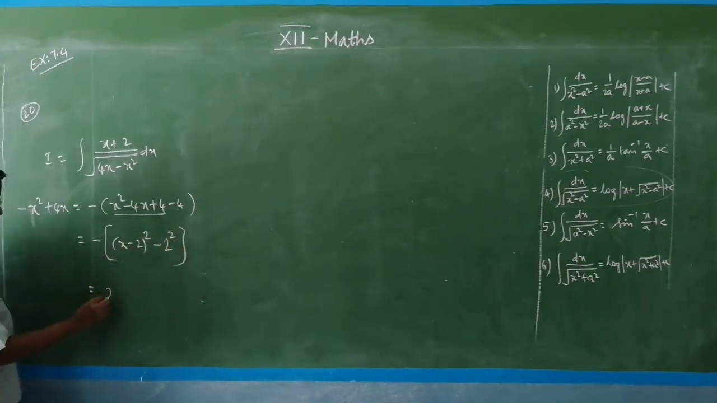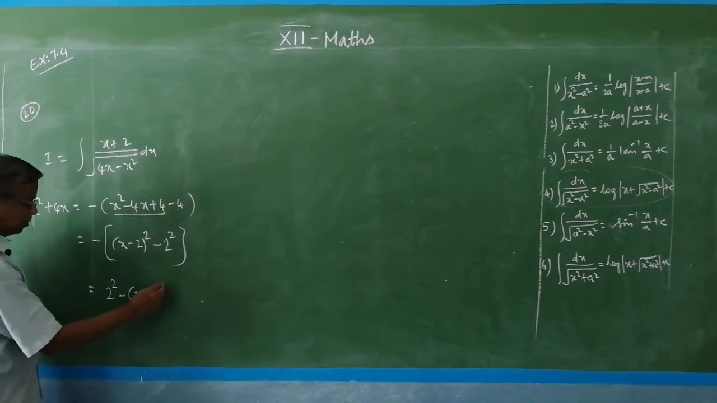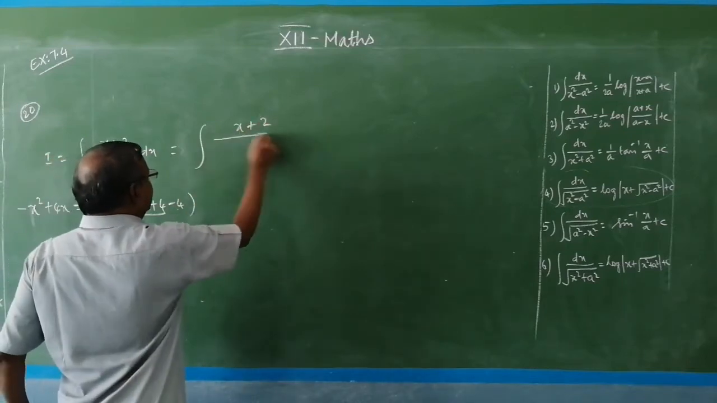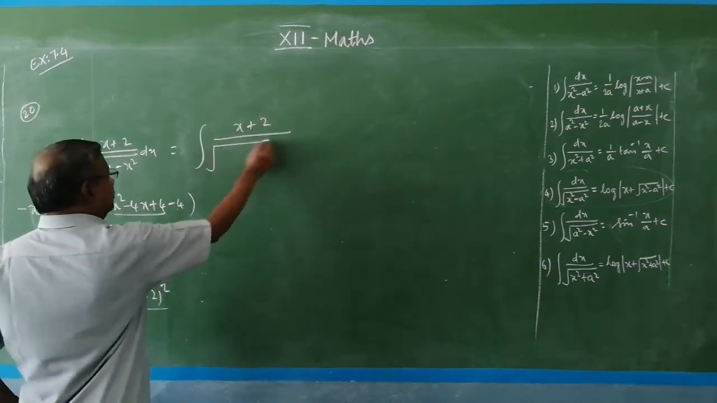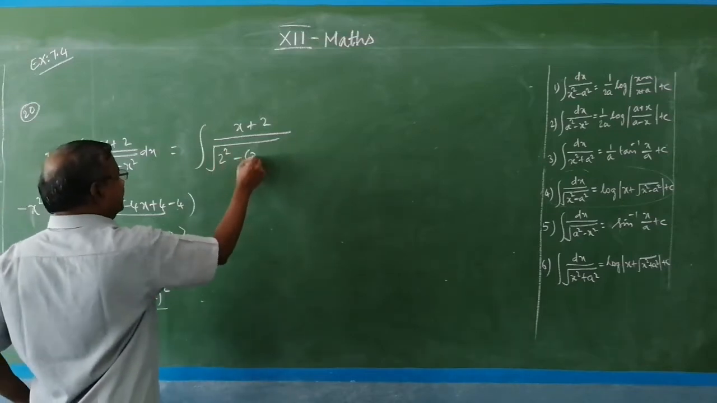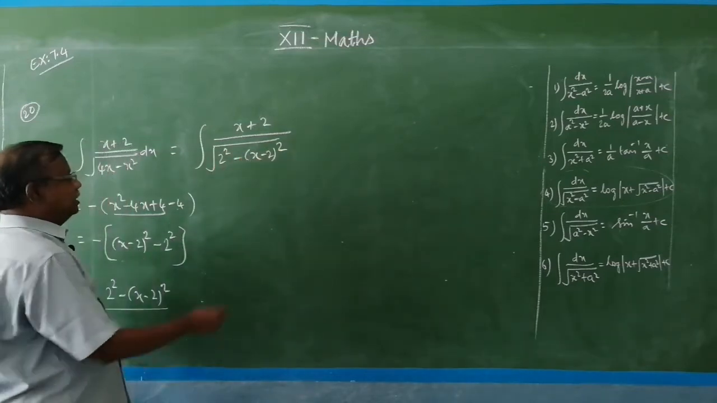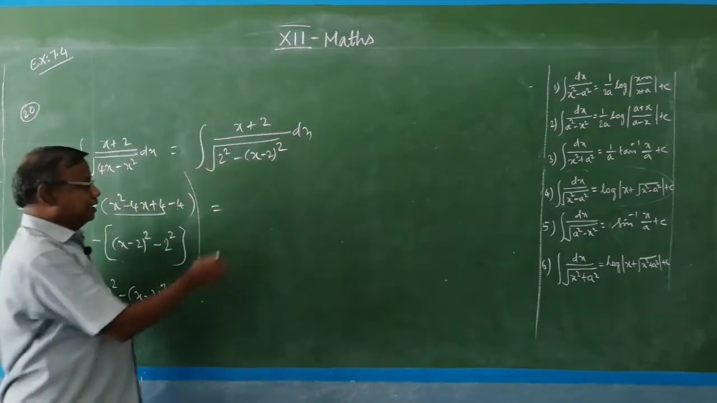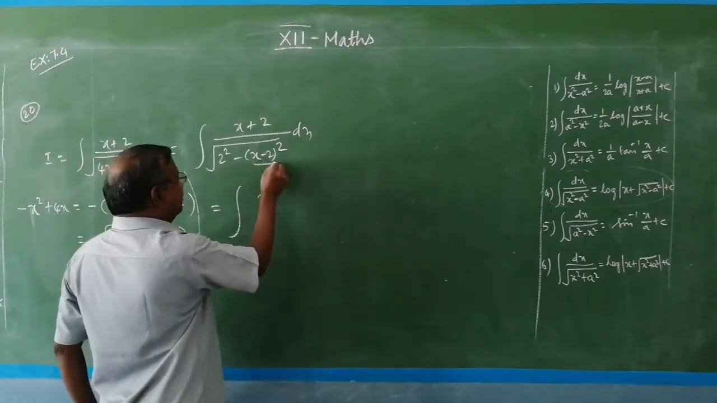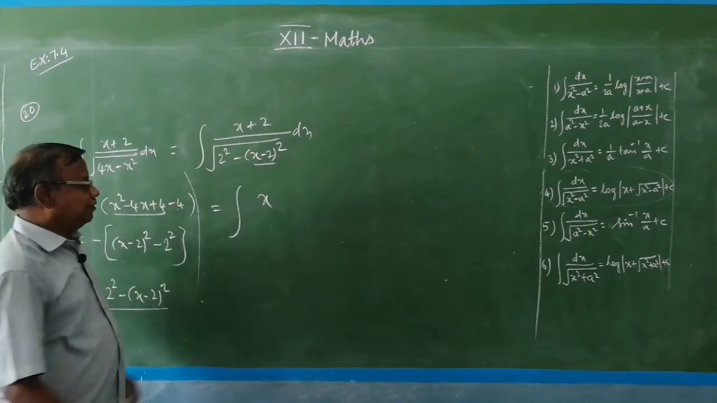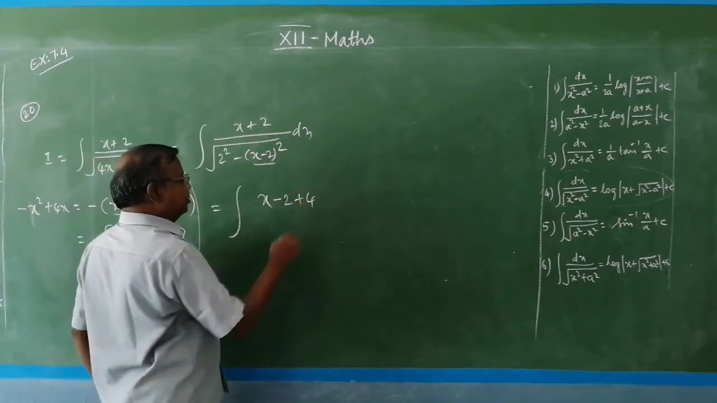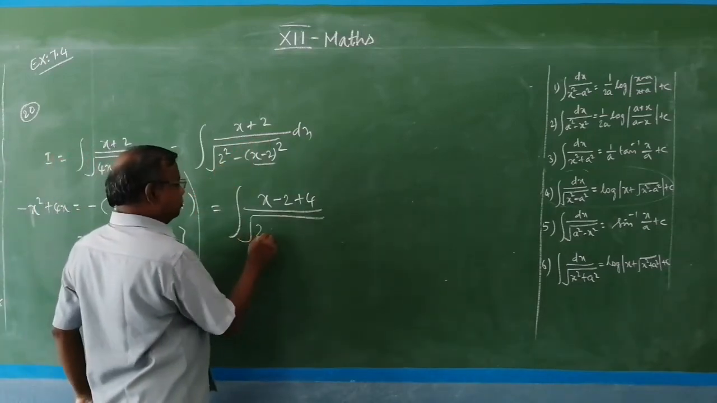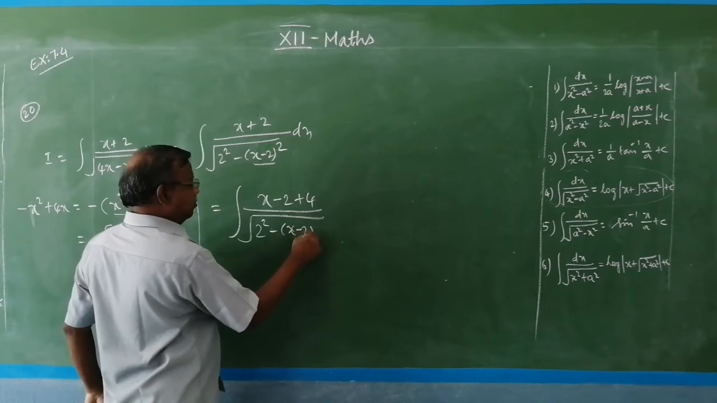So that is equal to 2 square minus x minus 2 the whole square. So the numerator, the function is x plus 2 divided by root of 2 square minus x minus 2 the whole square into dx, which is equal to, so we can split this as x plus, we have x minus 2 the whole square. In the numerator we can write this as x minus 2 plus 4. So x minus 2 plus 4 equal to x plus 2 divided by root of 2 square minus x minus 2 the whole square into dx.